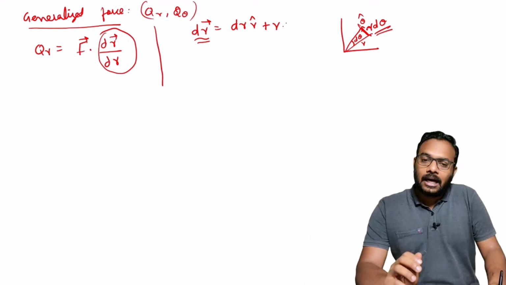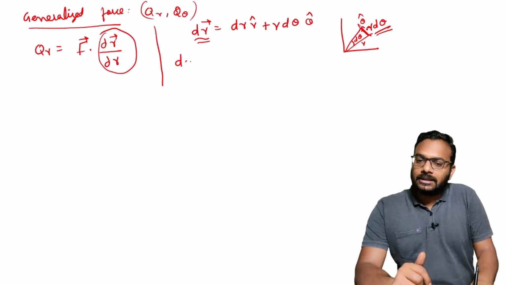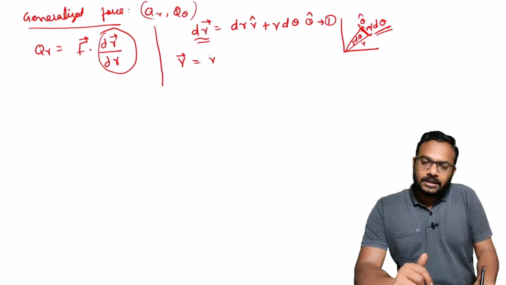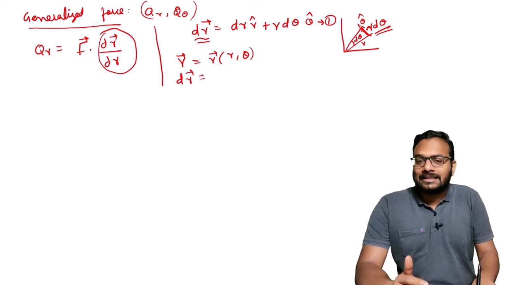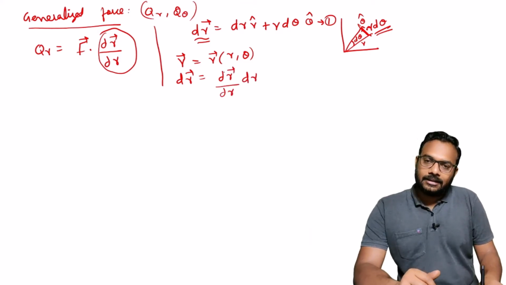So this you can write as r dθ θ cap. Okay. Now dr vector can also be written in this form, because this we can write as equation 1, and r vector is a function of r and θ. Alright. So you can write dr vector also using the chain rule. That would be ∂r vector/∂r dr. That's a chain rule. Alright.